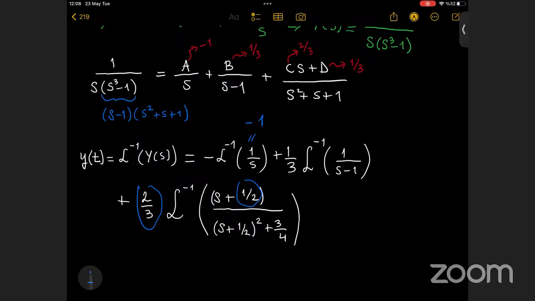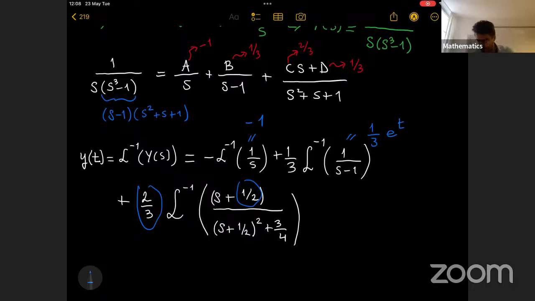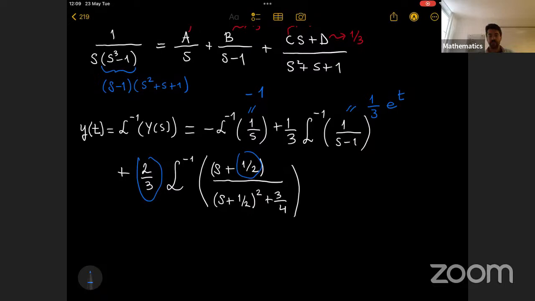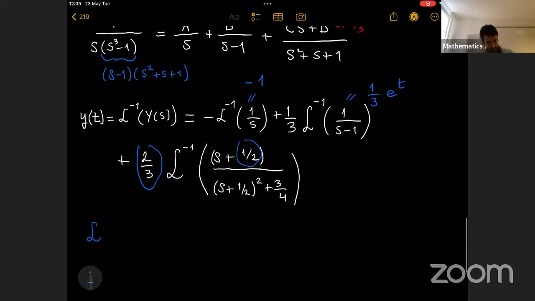This one here is 1 over 3 e to the t. So these are easy. What about the rest? Well, forget about 1 over 2 first, because 1 over 2 is like you shift your transform by minus 1 over 2, right? So what is the inverse transform of s over (s squared plus 3 over 4)? Let's first find this. It's about cosine, right? Cosine.